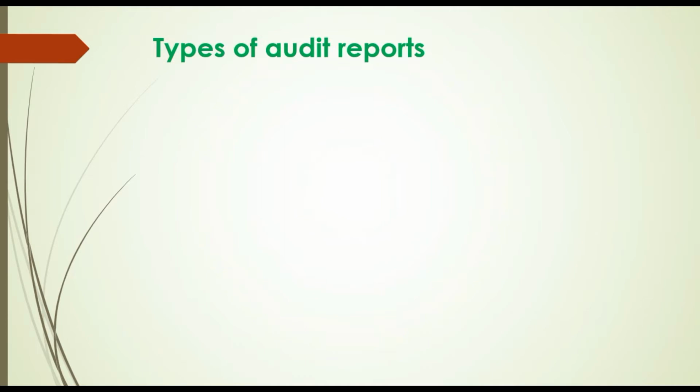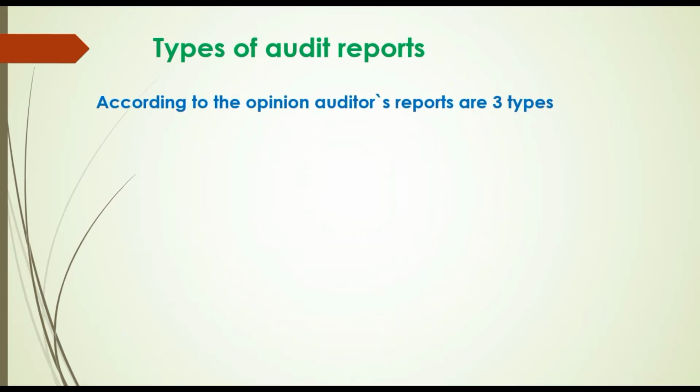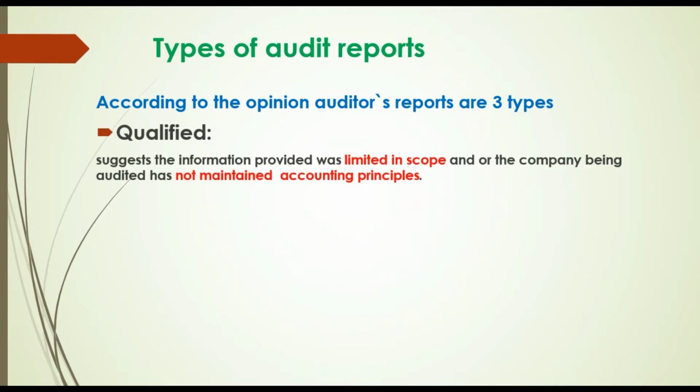Types of audit reports. According to the opinion, auditor's reports are three types. Number 1, qualified opinion. A qualified opinion suggests the information provided was limited in scope or the company being audited has not maintained accounting principles.